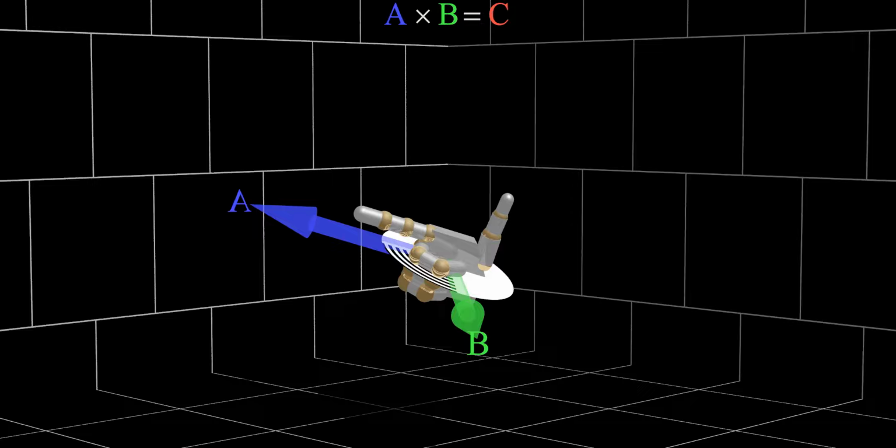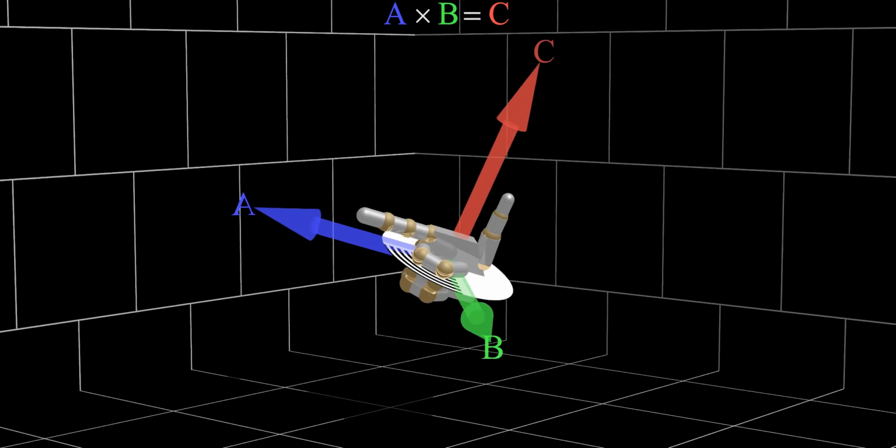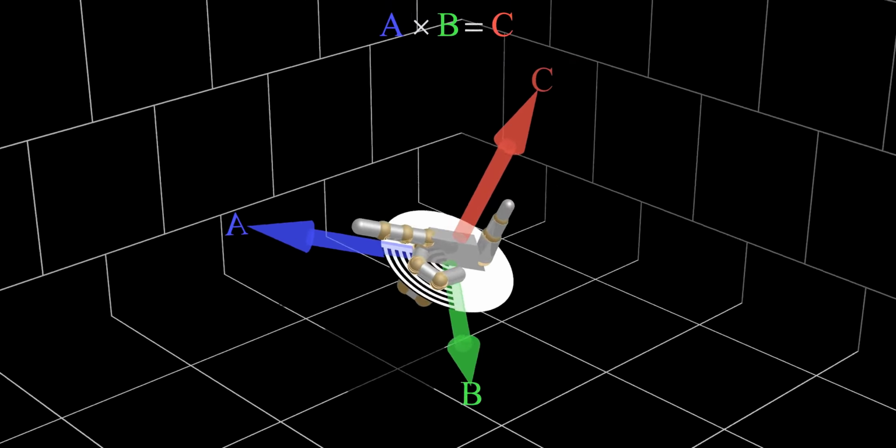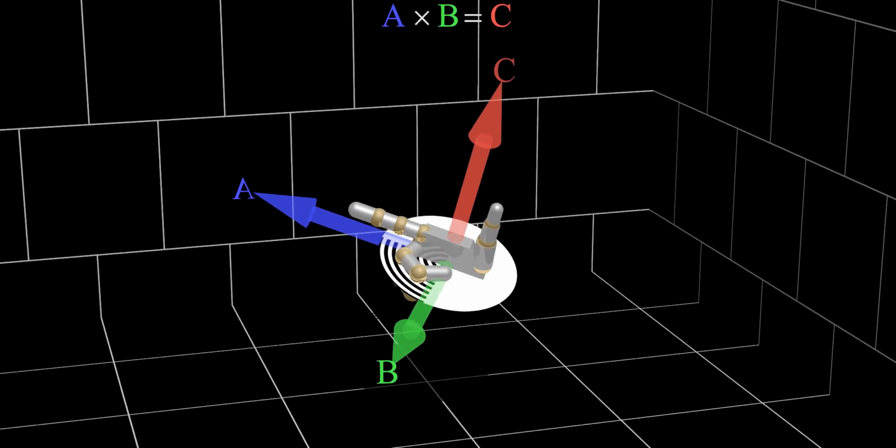Extend your thumb to find the direction perpendicular to the plane. That thumb direction defines vector C, the result of A cross B. Viewing this from multiple angles again confirms the three-dimensional relationship between the two vectors and their cross product result.